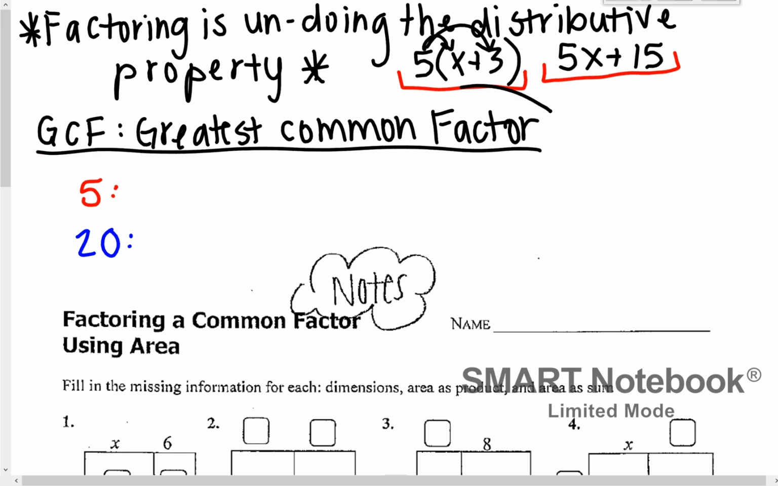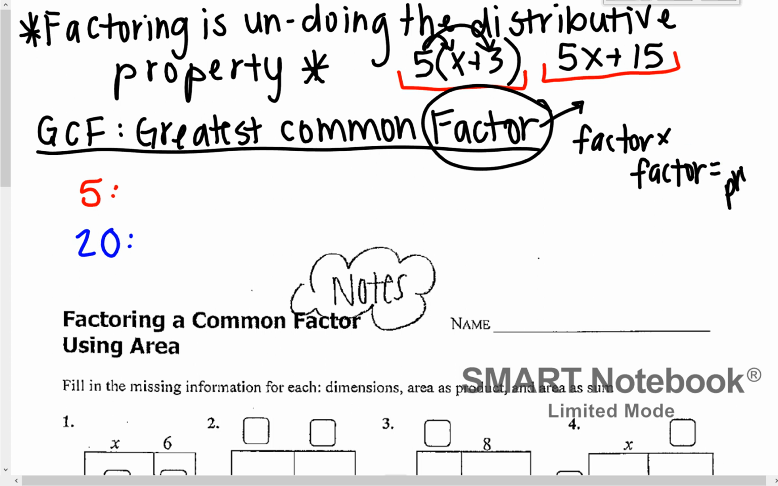All right, well, a factor is a number in a multiplication problem. So a factor times another factor gives you your product or your answer to a multiplication problem. Okay, so the factors of 5 are numbers that multiply to be 5. Okay, well 5 is pretty easy because it's a prime number. So the only two numbers that multiply to be 5 are 1 and 5. I forgot I was going to do these in colors.